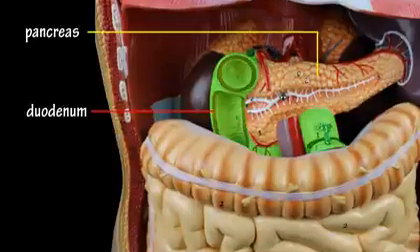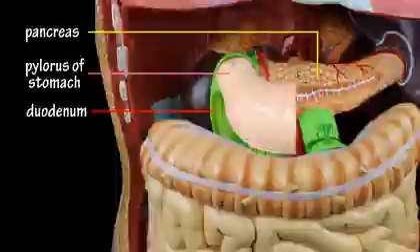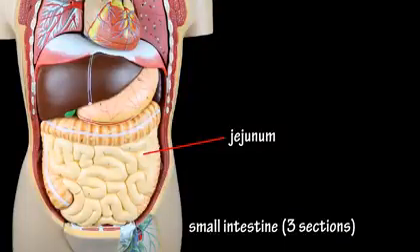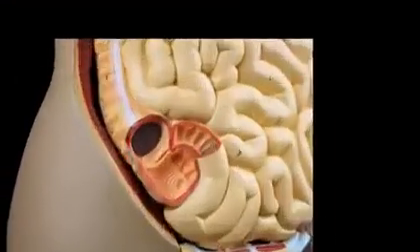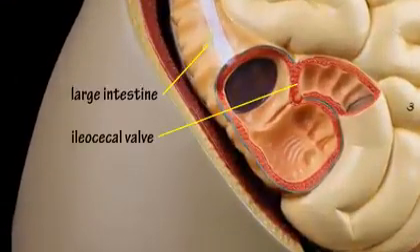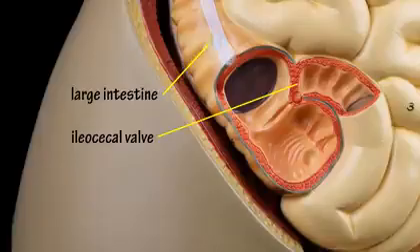the pancreas and connects to the pylorus of the stomach. The jejunum is the second middle region of the small intestine, and the ileum being the third section. At the end of the ileum is the ileocecal valve, which controls the entry of materials into the large intestine.